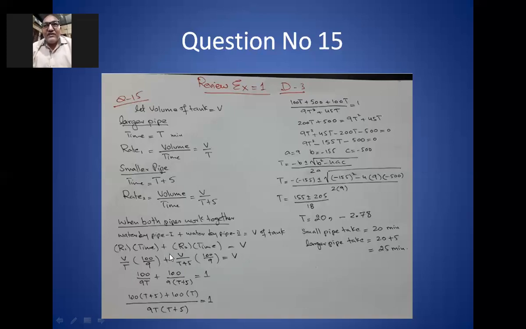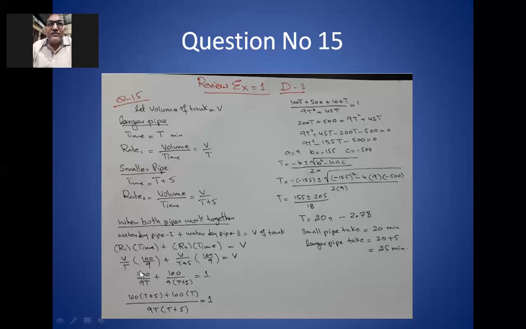Now, you see the V is present in all these three terms. So I will cut this V. This V is cancelled. So here you are left with 100 divided by 9T. Here you are left with 100 divided by 9 bracket T plus 5 bracket close and equals to 1. So we will take the LCM, and the LCM will be 9T bracket T plus 5. So you divide this LCM with this denominator, 9 will be cancelled.